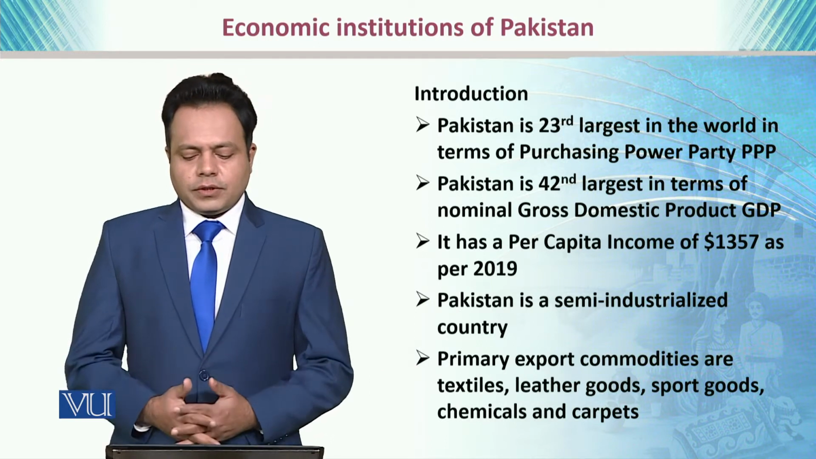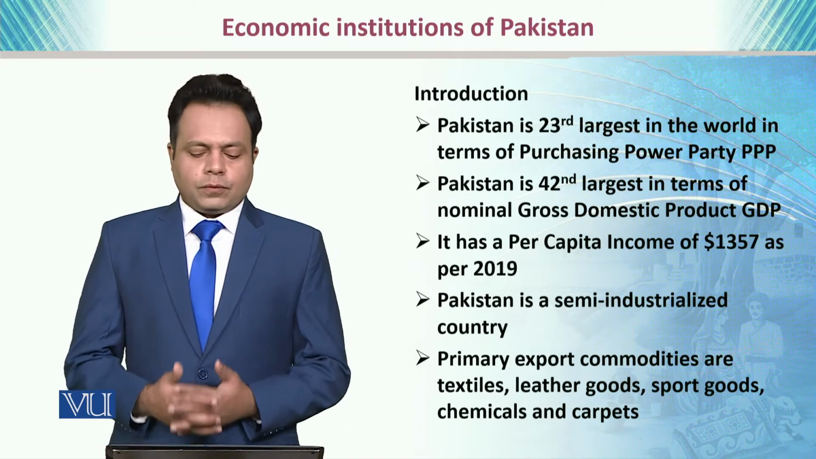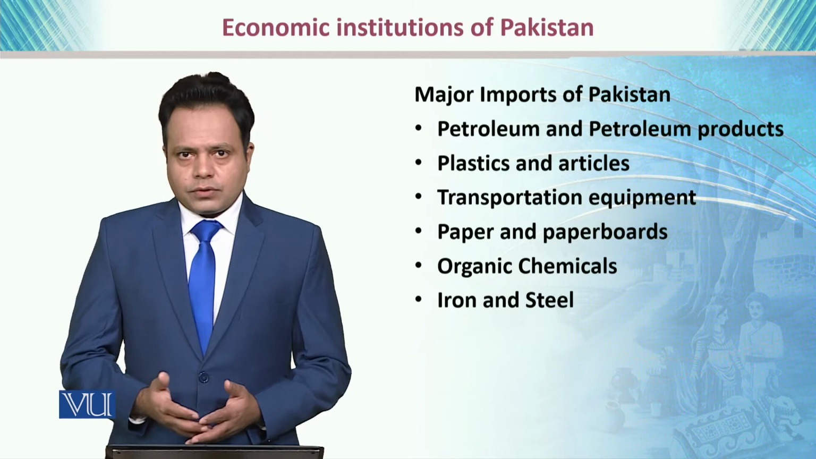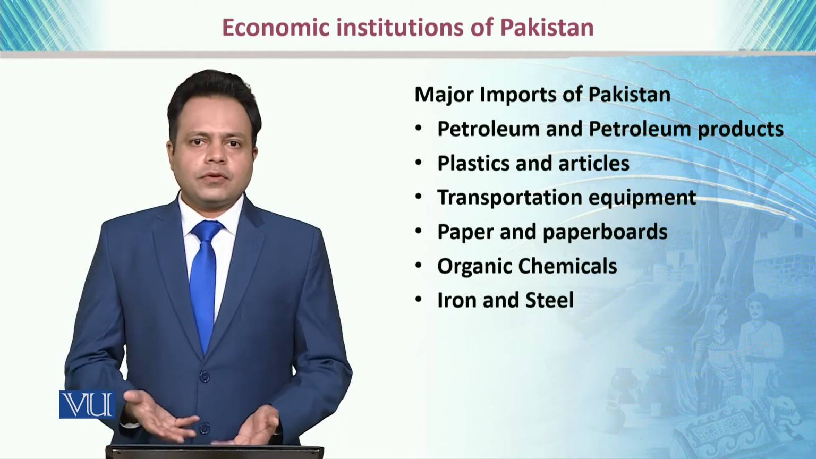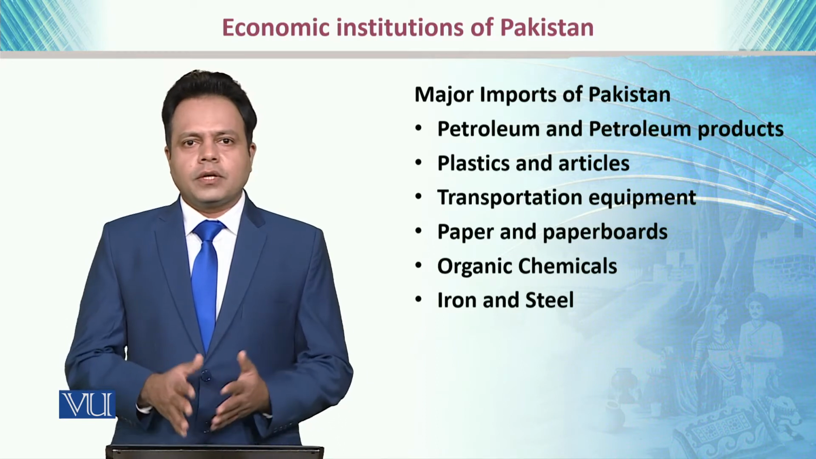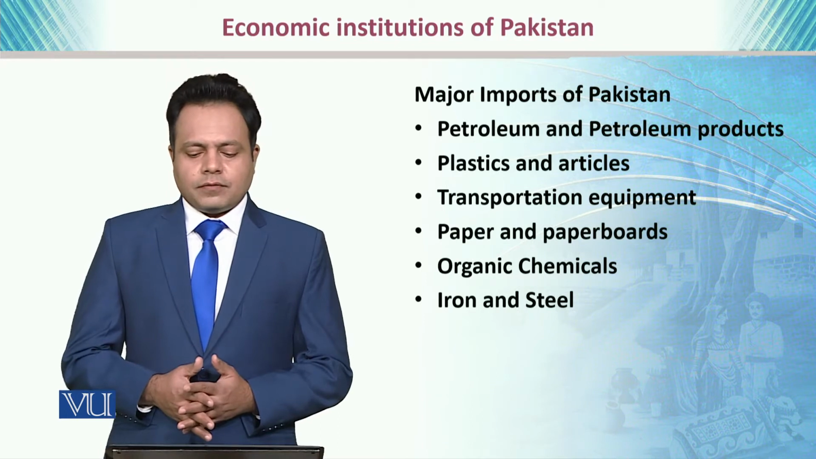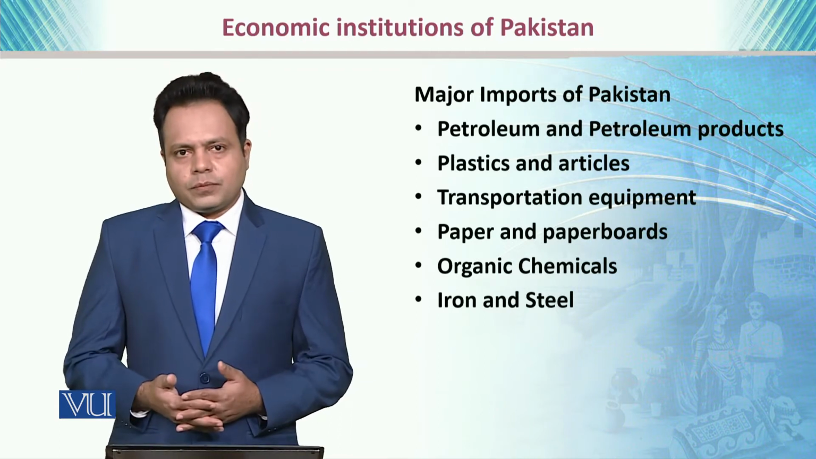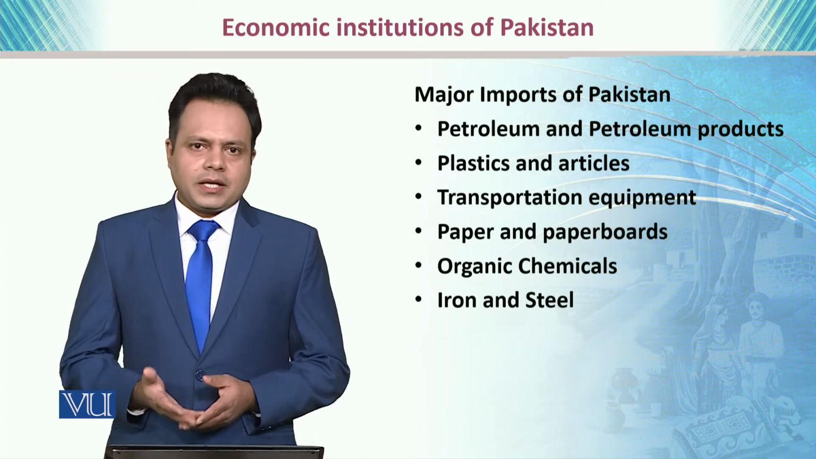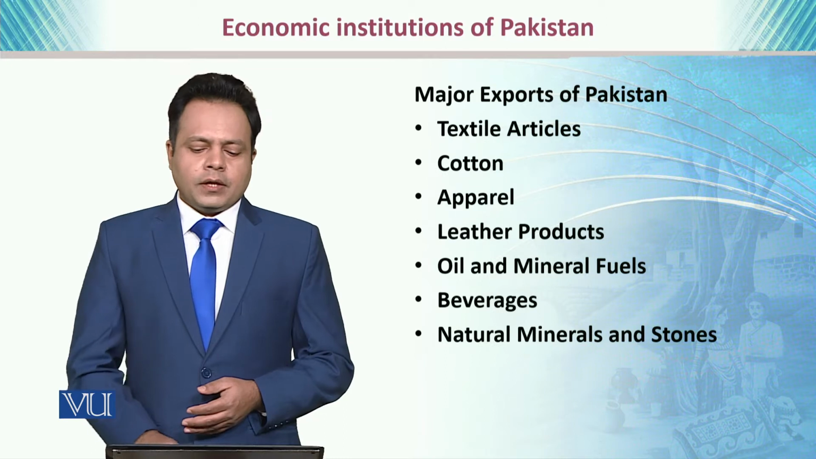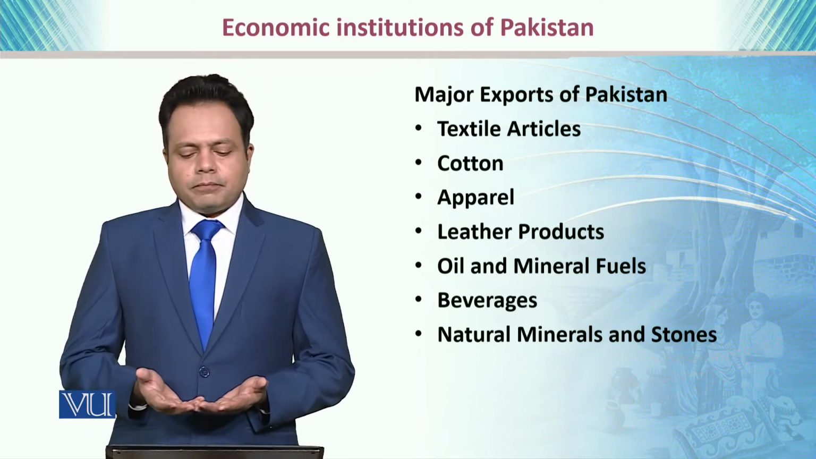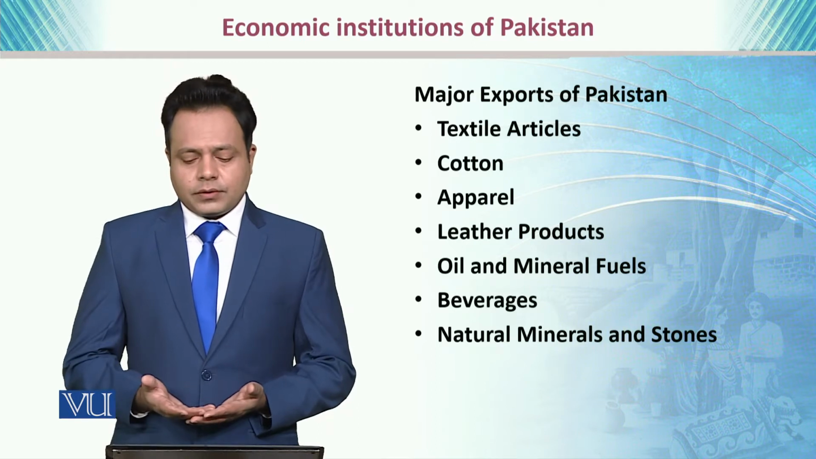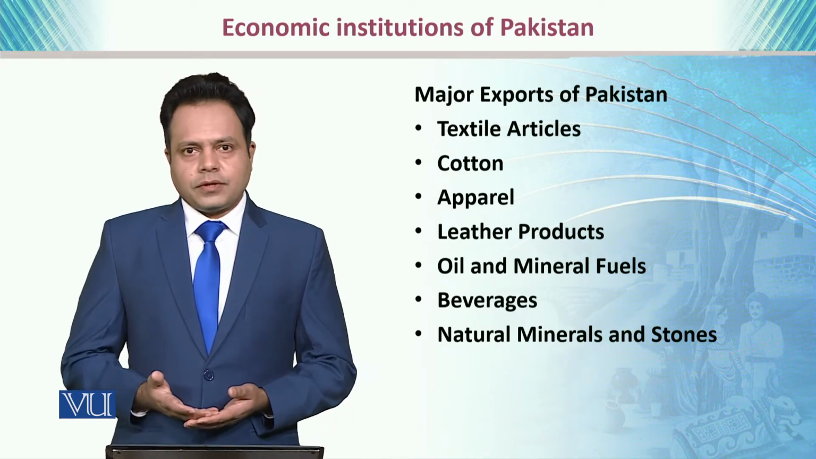The primary export commodities are textile, leather goods, sports goods, chemicals, and carpet. So if we talk about the major exports of Pakistan, from which Pakistan generates a very considerable revenue that becomes a part of Pakistan's GNP or gross national product, which are petroleum and petroleum related products, plastics, artifacts, transportation equipment, paper and paperboard, organic chemicals, iron and steel. Similarly, we have major exports in the textile industry, cotton, apparel, leather products, oil and mineral fuel, beverages, and natural minerals and stones.